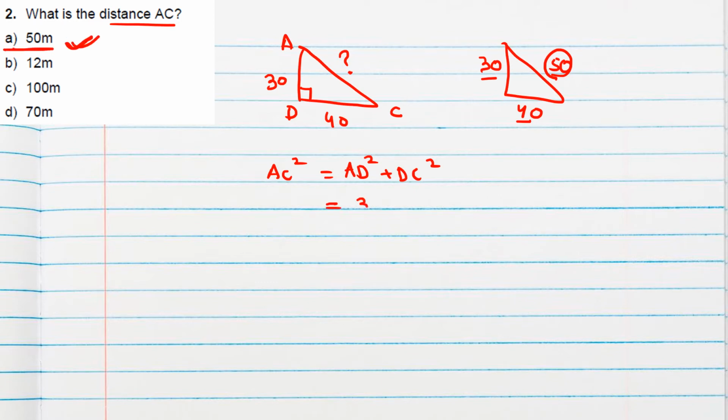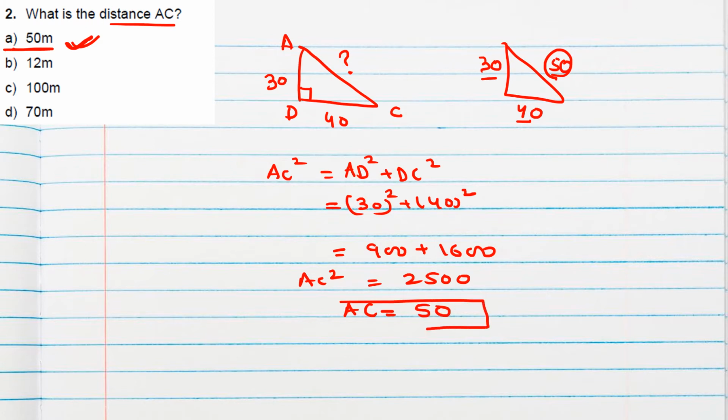30 square plus 40 square. Anyway, for MCQ, we need such logic to save our time. So yes, it is the same. And AC square is 2500. So if we take the square root, it will be 50. 50 meter is the answer.